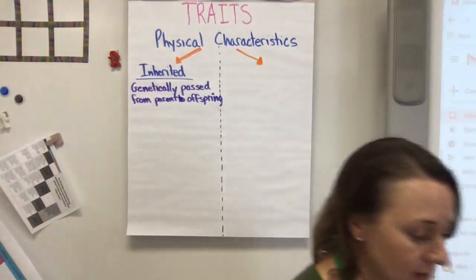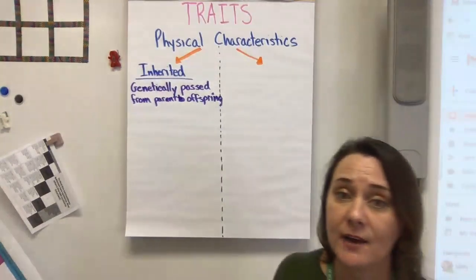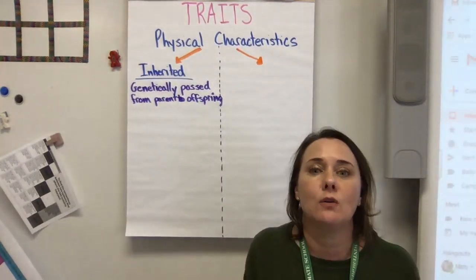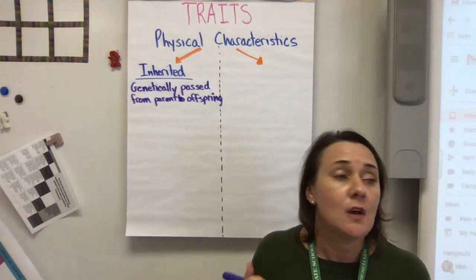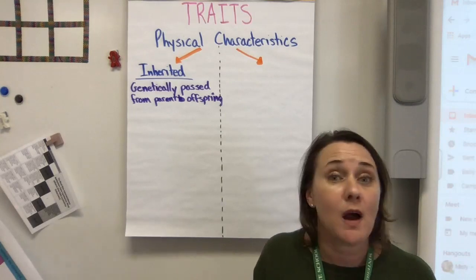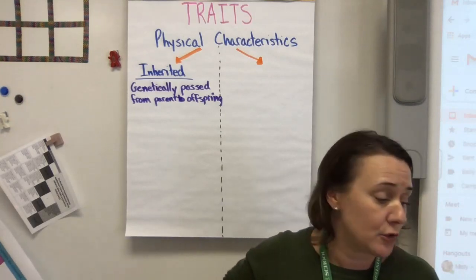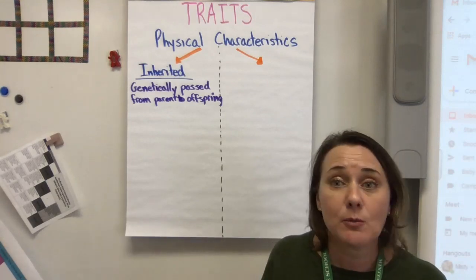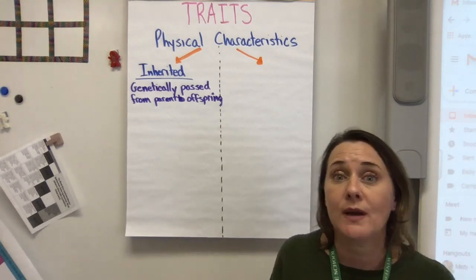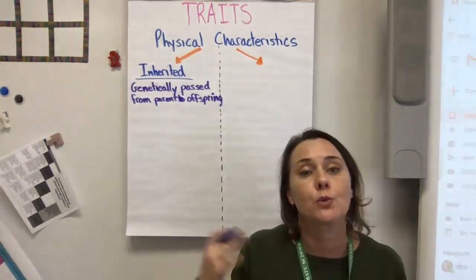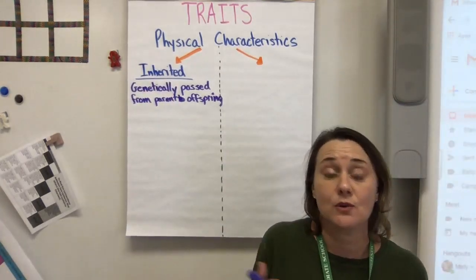So let's talk about different types of inherited traits. Chances are if you're tall, you got it from your mom or your dad. If you have bad eyesight, either your mom or your dad has bad eyesight too. If you have green eyes, probably your mom or your dad has green eyes too. You get these inherited characteristics through your parents' DNA, through their genes.